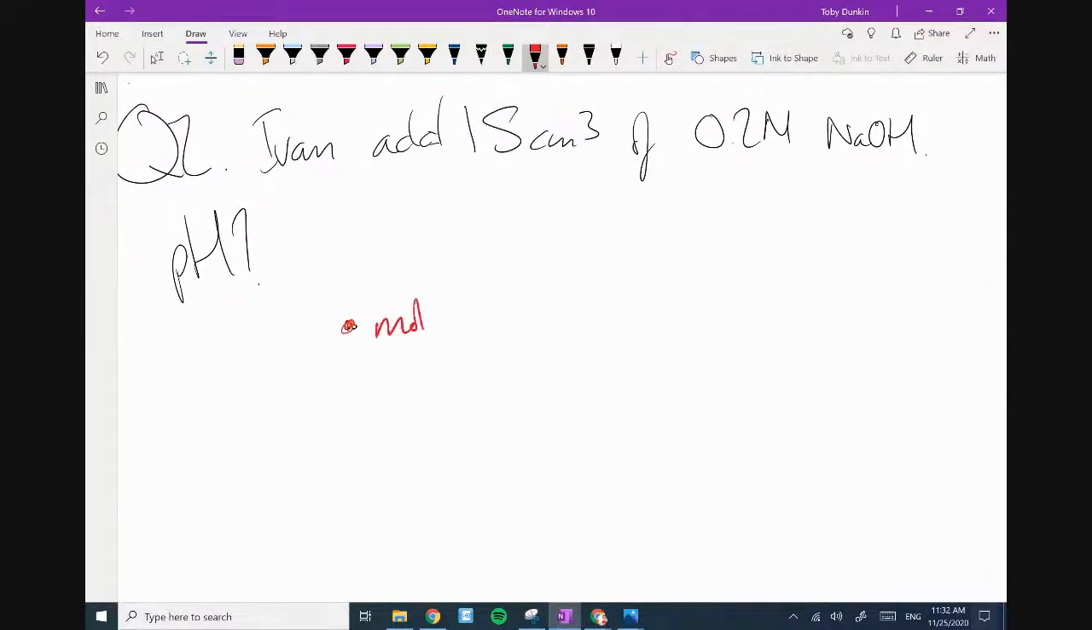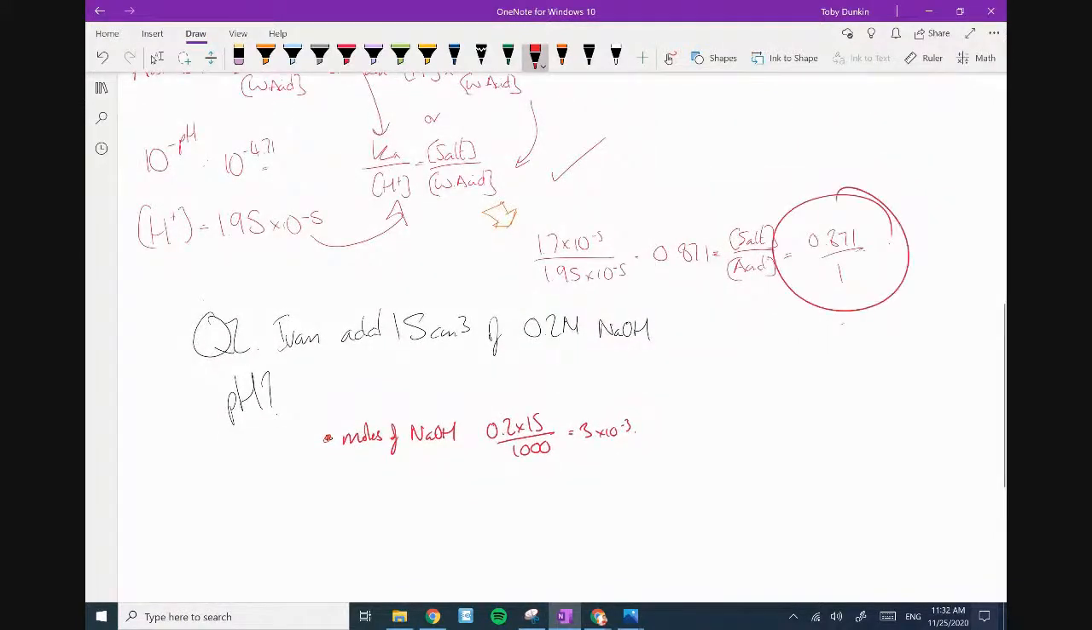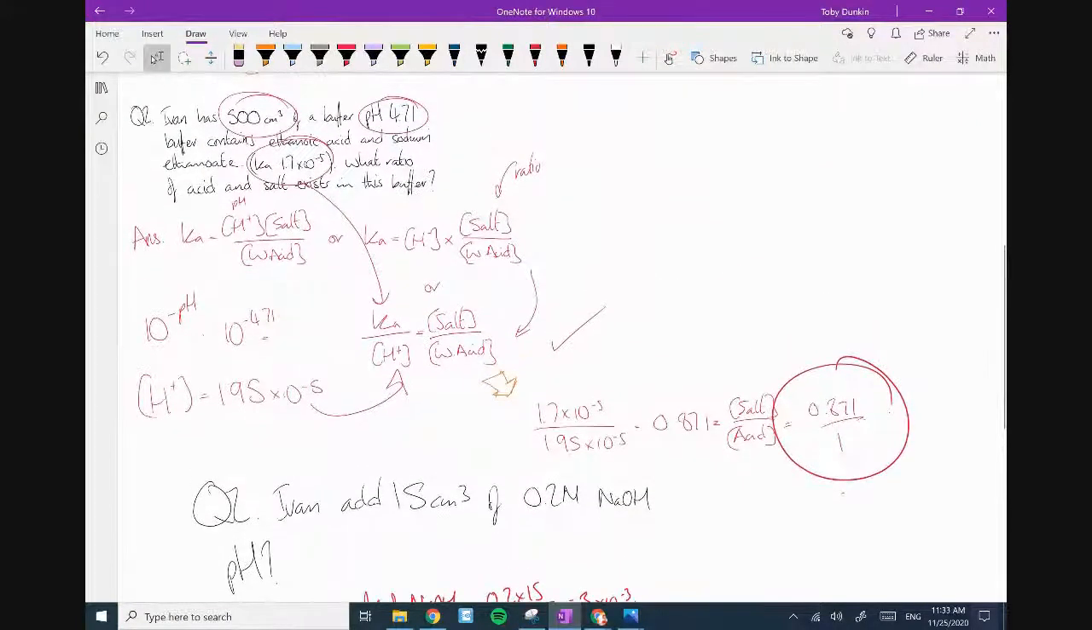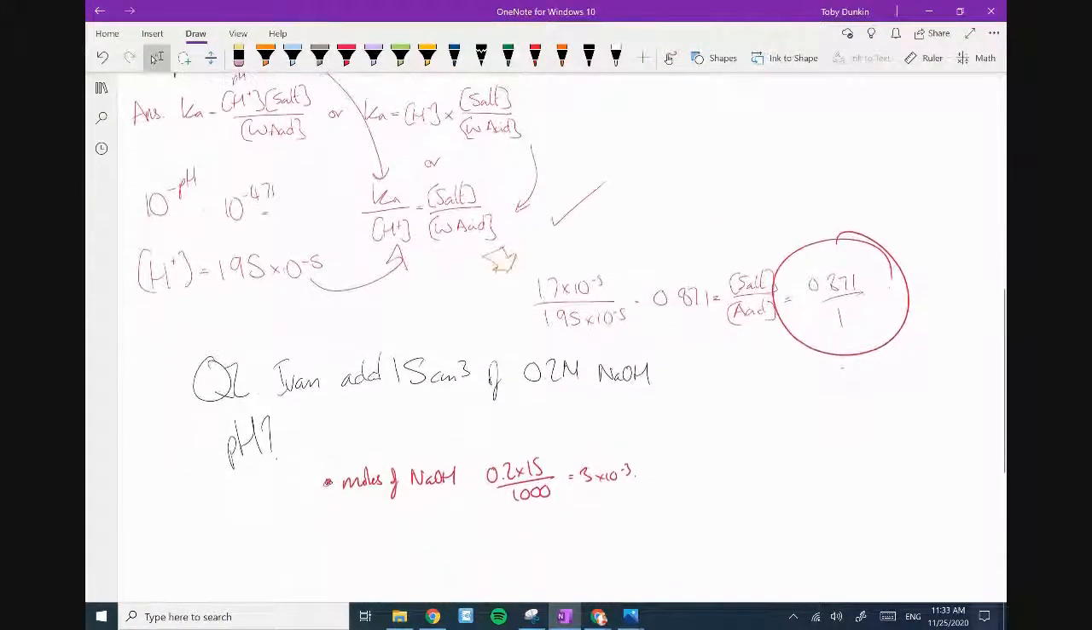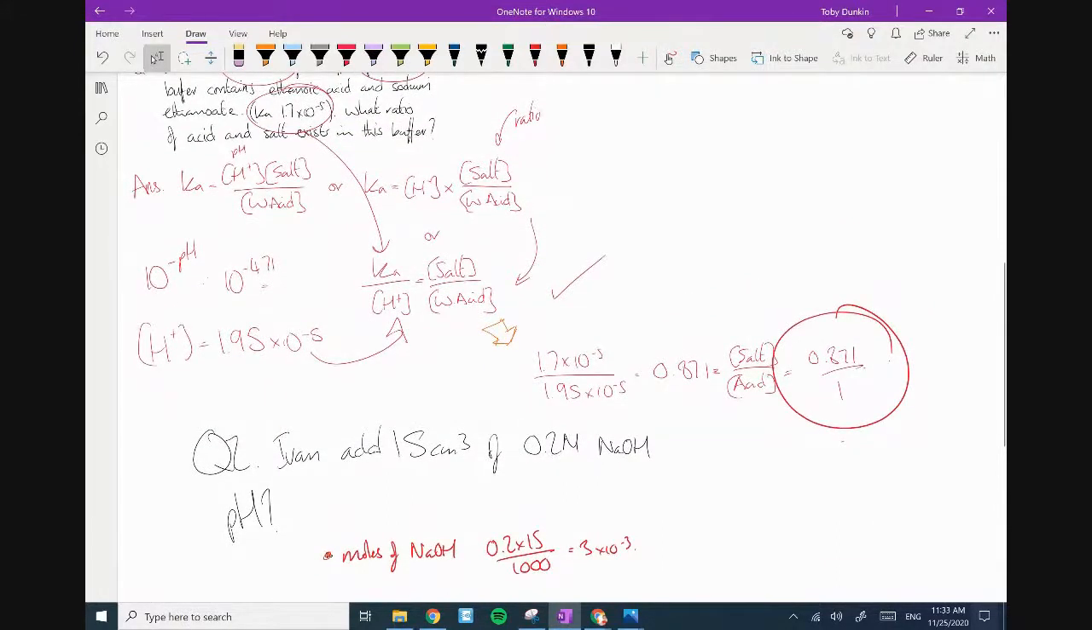Moles of base. Number of moles is C times V over 1,000. Can we just treat these directly? 0.2 times 15 over 1,000, because that's going to give me 3 times 10 to the minus 3. Now, since we don't know the concentrations over here, we can't actually work out the moles of each one of them. We can only find their ratios.